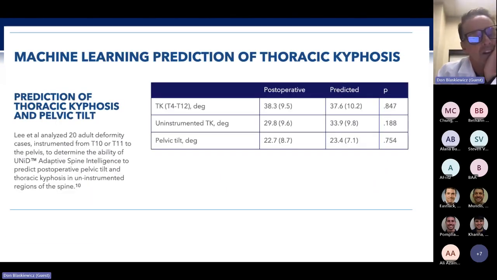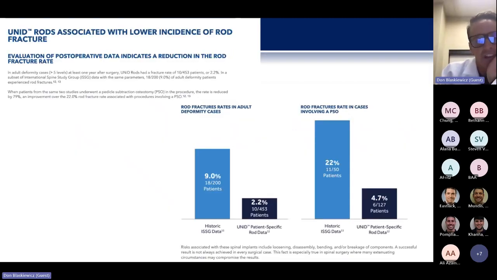And so one of the other things is machine learning prediction of the thoracic kyphosis. In this study, they looked at 20 adult deformity cases instrumented from the lower thoracic spine to the pelvis to determine the ability of the UNiD Adaptive Spine Intelligence to predict postoperative pelvic tilt and thoracic kyphosis in uninstrumented regions of the spine. And when we looked at the postoperative values compared to the predictions, they were within very tight p-values.